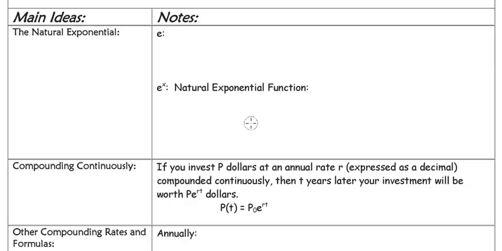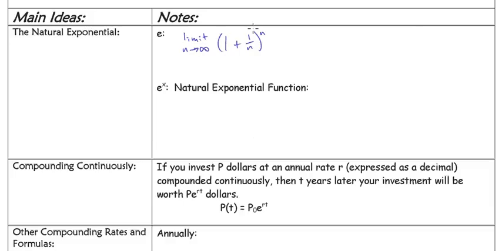All right, here we go. The natural exponential. So this e is defined as the limit. We haven't really got into limits yet, but you'll see what they are in the near future. So the limit as n approaches infinity of (1 + 1/n) to the nth power.